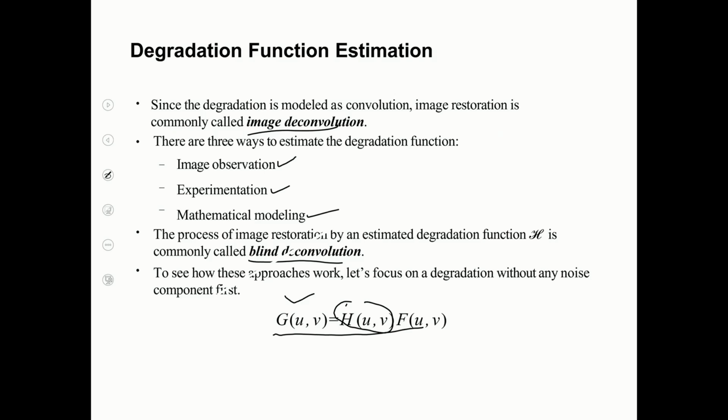Then I can also do mathematical modeling. For example, if there is a process of blurring and I know how the blurring occurs, mathematically I can write an equation, and from that I can derive it. Okay, so we'll discuss these things briefly one by one.